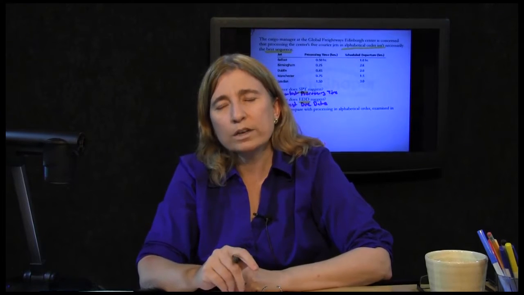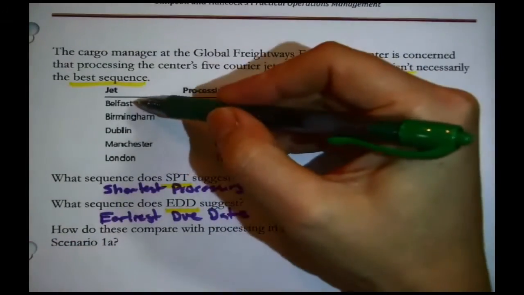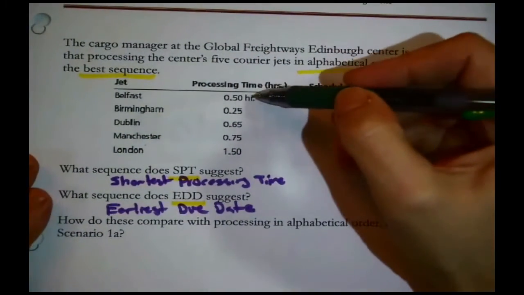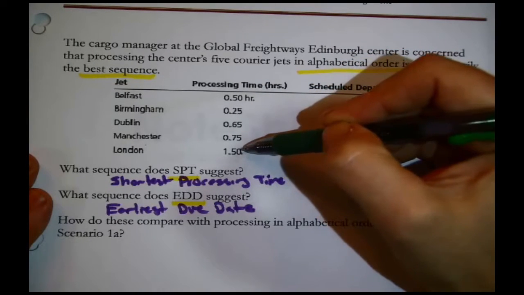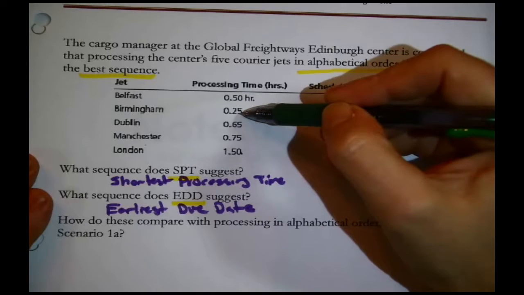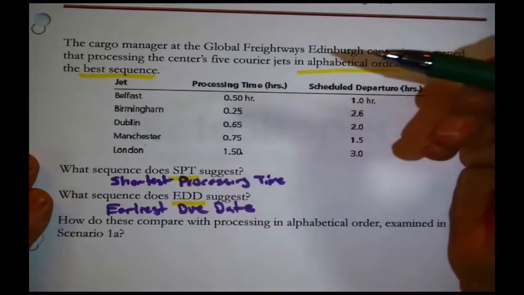We have to generate the sequences, although that's not too terribly hard to do. SPT stands for shortest processing time. What sequence would you use for the jets if you were using shortest processing time? It's pretty easy. You look at the jets and you sort them according to processing time. The shortest processing time should go first. You say, well, okay, that's Birmingham. That's the smallest number there.